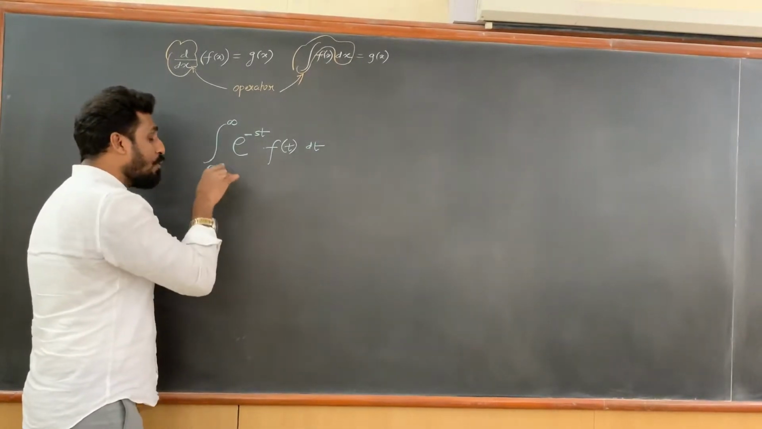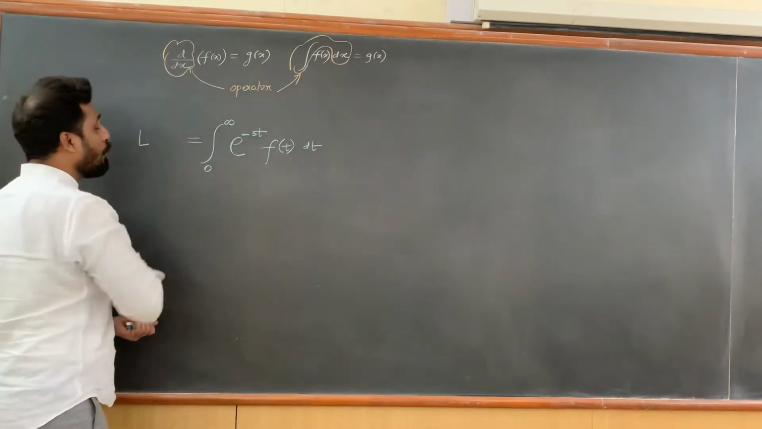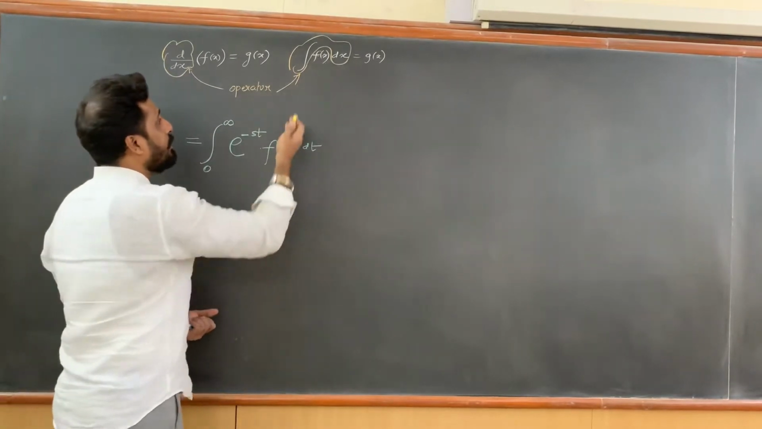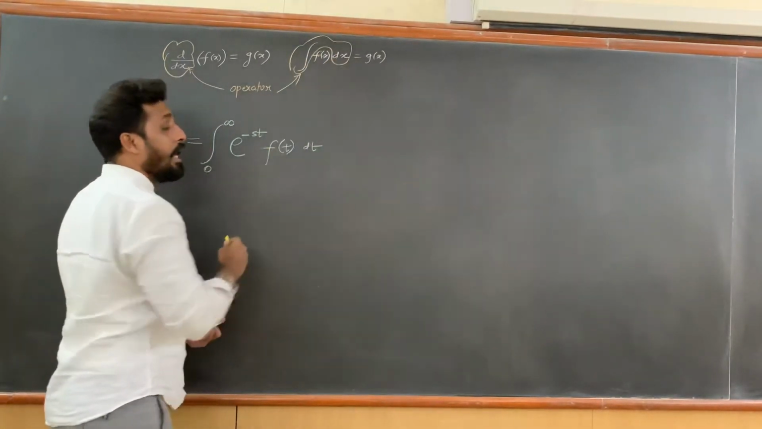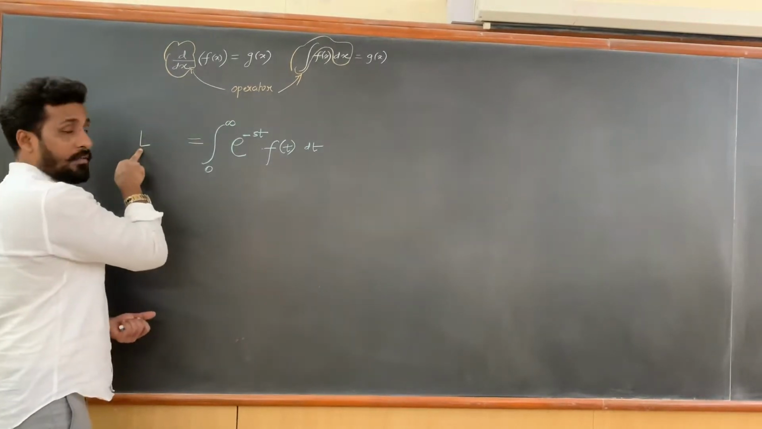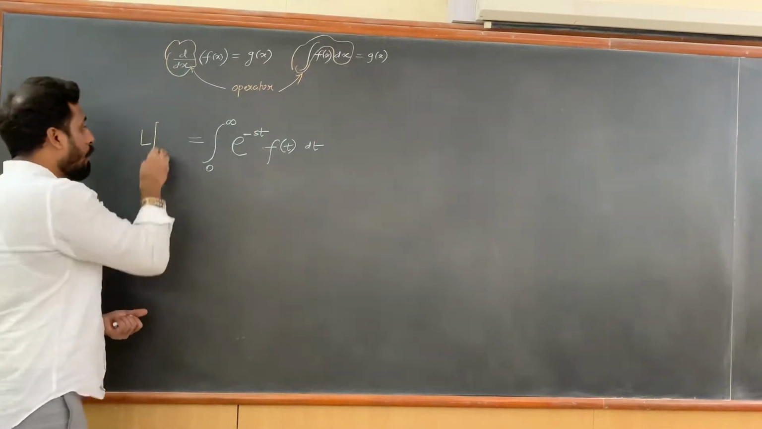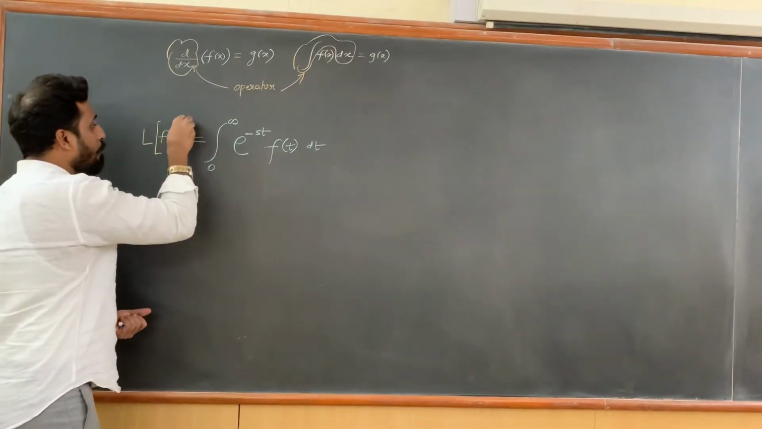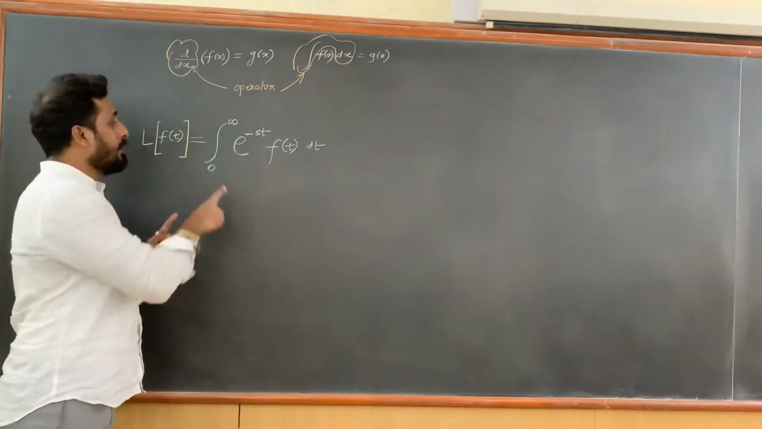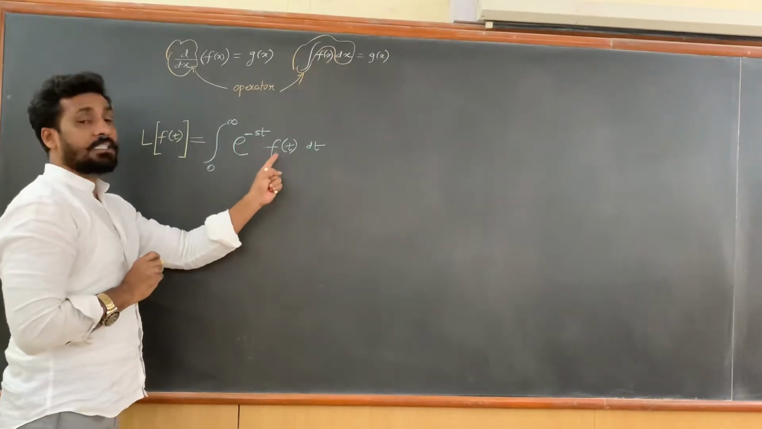Now this is a Laplace transform of what? This is a Laplace transform which is denoted by L. The way we represent derivative by d by dx, the way we represent integration by integral and dx, exactly the same way we will represent a Laplace transform by L. Laplace of a function f of t is an integral whose limits are from 0 to infinity, e raised to minus st f of t dt.